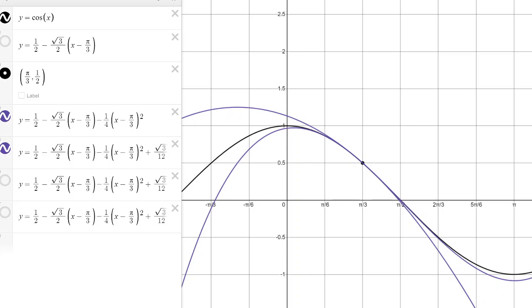And so this cubic function, we can see that it hugs the curve a little bit better than our quadratic function. And so it does a better job of approximating the function near x is equal to pi over 3, and actually does an even better job approximating the function further away from pi over 3. And so there's the cubic function.